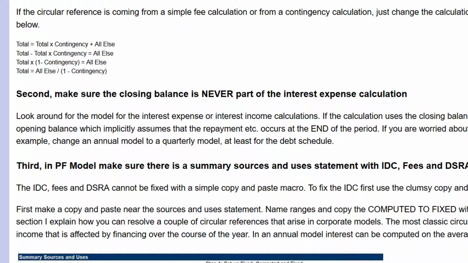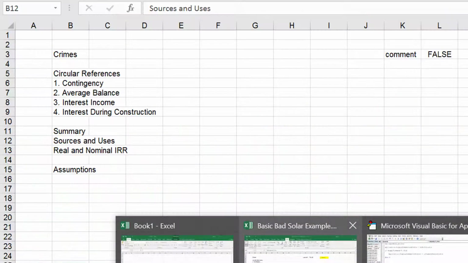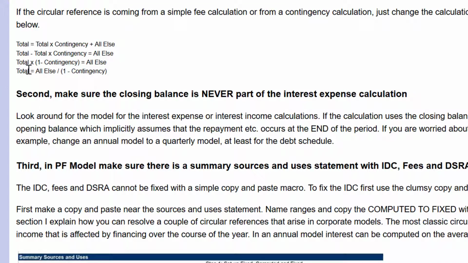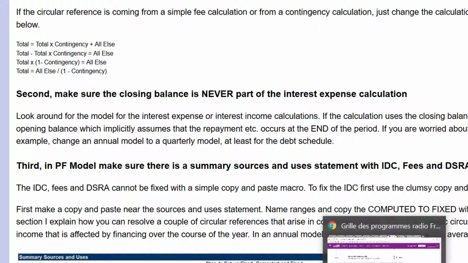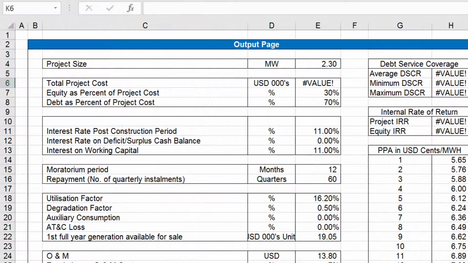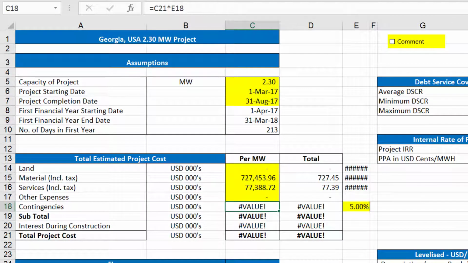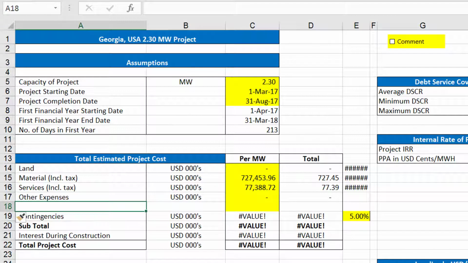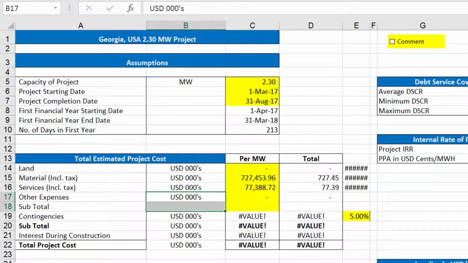Okay? So remember the formula. The formula is everything else divided by 1 minus the contingency equals the total. So all you have to do to fix that circular reference is, before this, put a subtotal. Okay, and then we can put our units in.